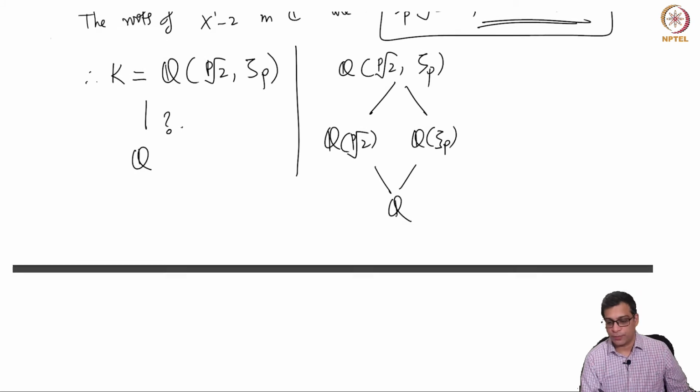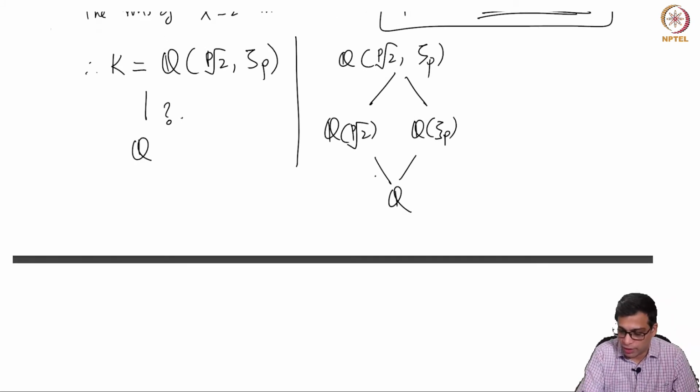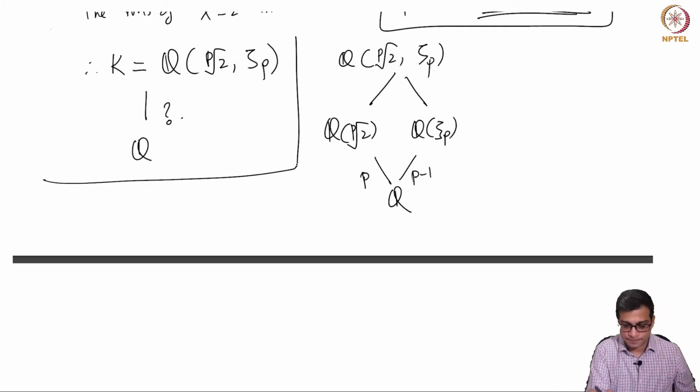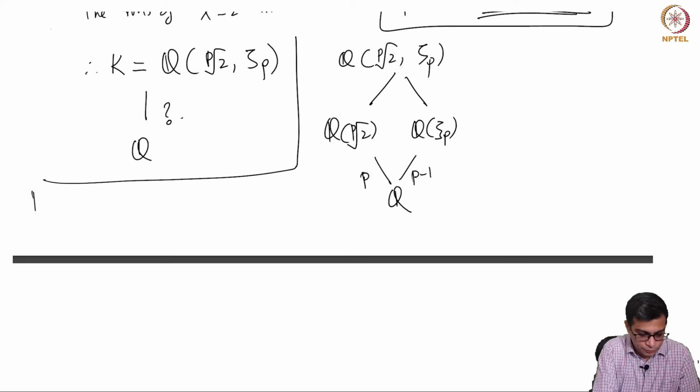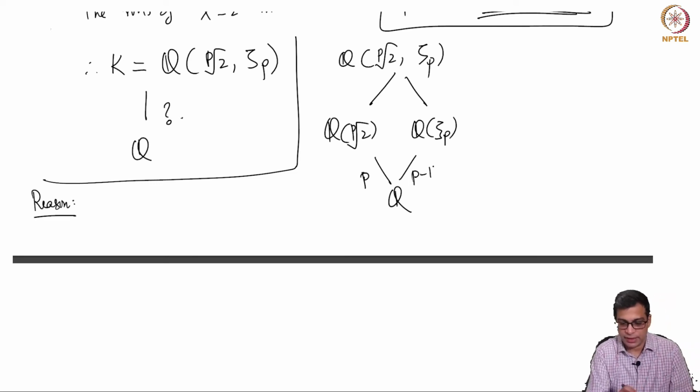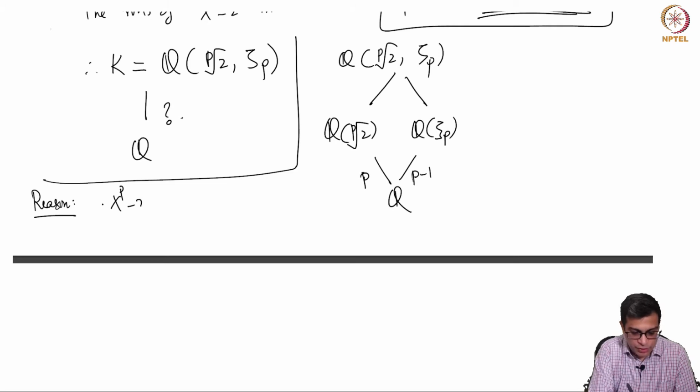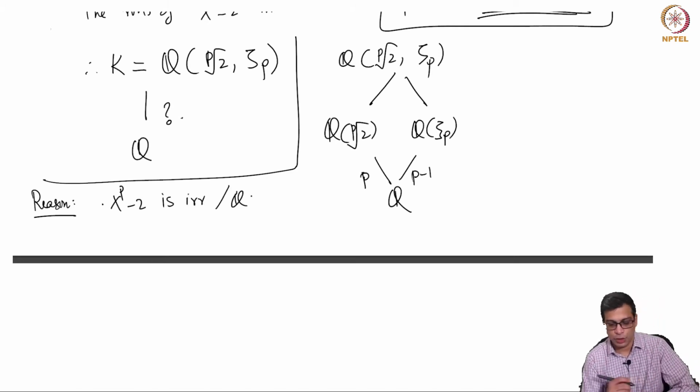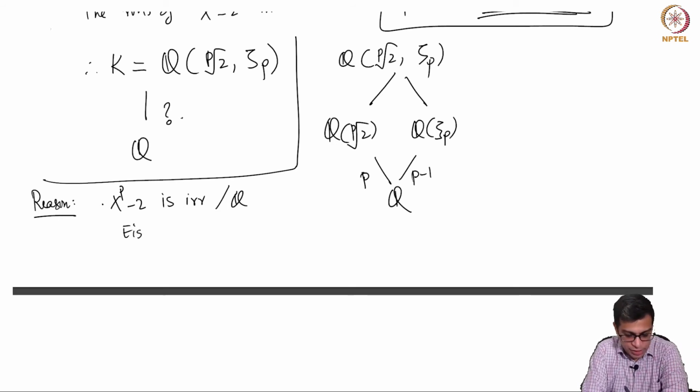Right, so these are both subfields, and we do know what the extension degrees are here. I claim that this is p and this is p minus 1. Why is this? The reason is, first, x^p minus 2 is irreducible over Q. This is simply by the Eisenstein criterion.